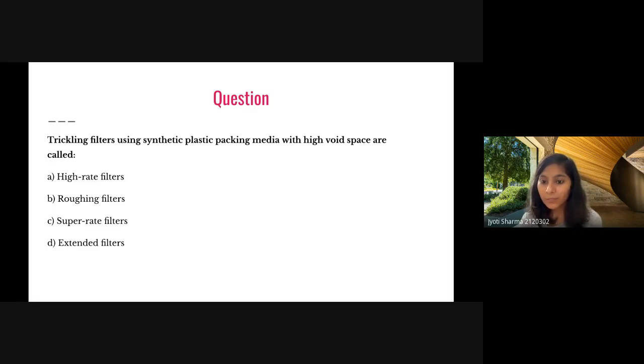Okay, so Dia gave me C, Priscilla A, but this is known as the super rate filter. These are not the high rate filter, but whenever we are using synthetic plastic that has high void space, then this will come under super rate filter.